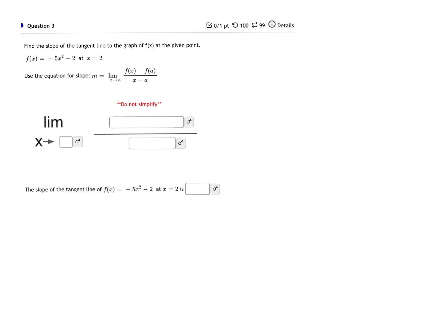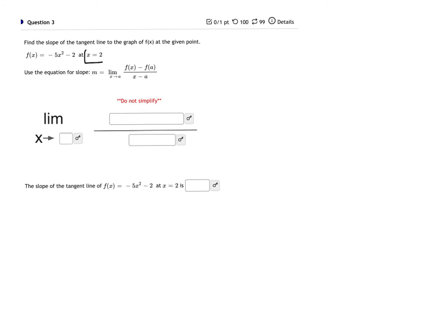We're going to take a look at number 3 on homework 7, finding the slope of a tangent line. So first thing I'm going to do is fill out my limit. Since I'm looking for the slope of the line when x equals 2, that means I need to find the limit as x approaches 2. So I'm just going to put that in there.